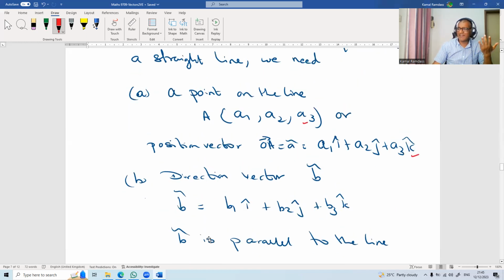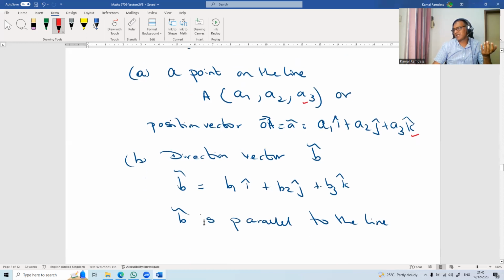Plus, you have a direction vector. A direction vector is a vector parallel to the line, which we call B bar. B bar is B1. It is not a position vector, it is a direction vector. B1 i roof plus B2 j roof plus B3 k roof. OK? B bar is parallel to the line.